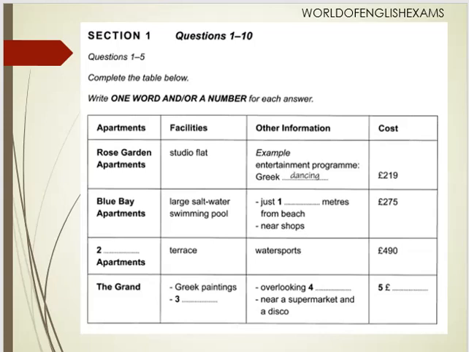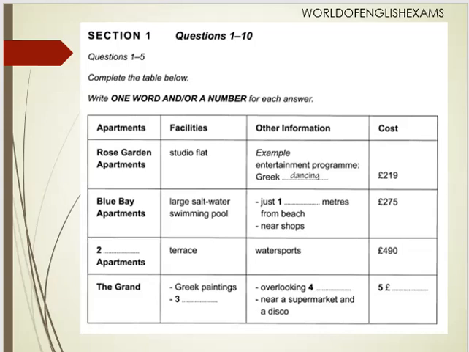Then we have the second bit which says dash apartments. Clearly it's the name of the apartments, so you can't expect that to be in the numerical format. It has to be written as a word, just one word. Then terrace is available, and other information, water sports are also available. The cost is £490. The last apartment which is mentioned here is the Grand, which says the facilities are Greek paintings and something else. So obviously it is in the form of a word.